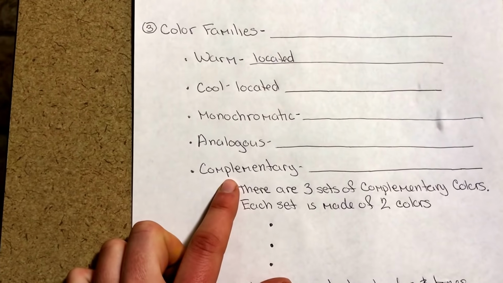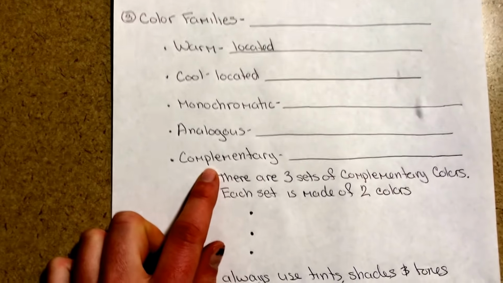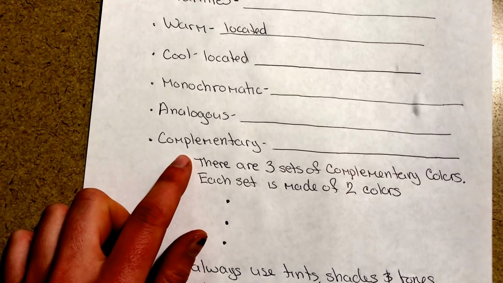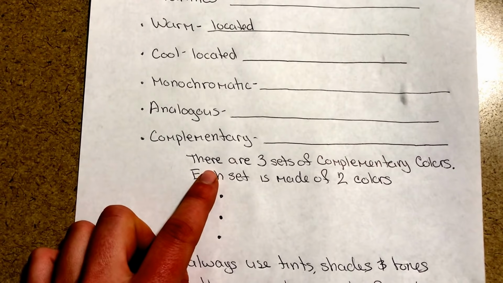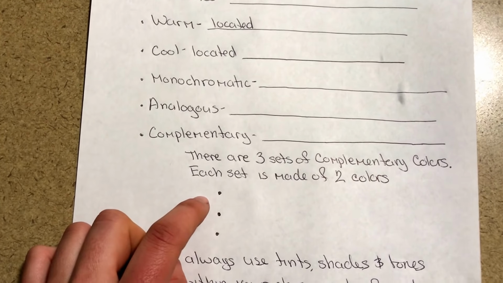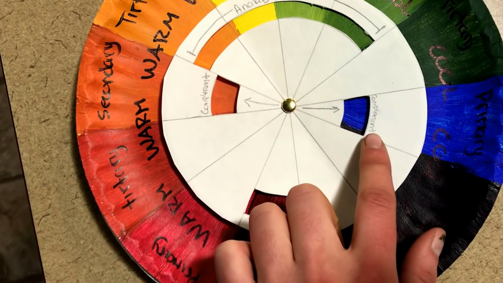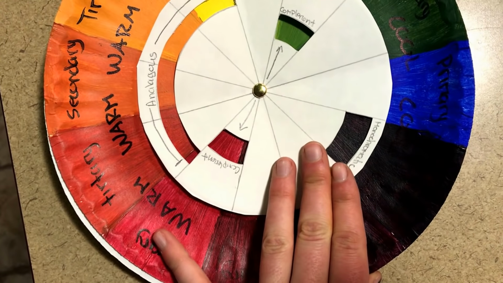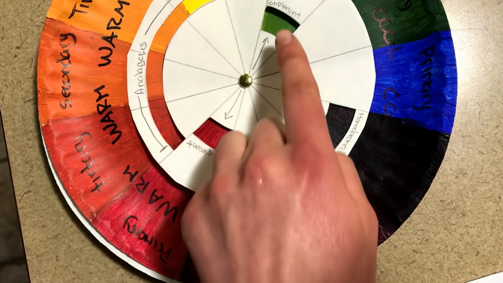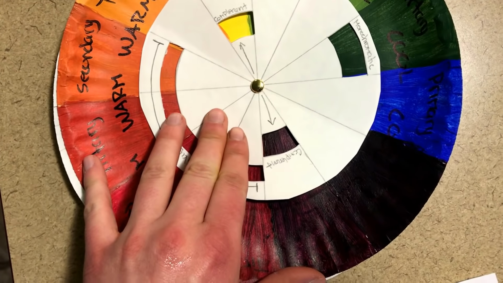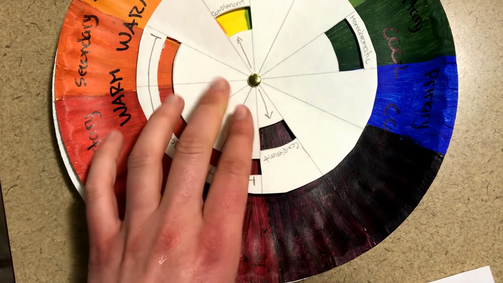Complementary colors are directly across from each other on the color wheel. They are opposites, just like black and white, except they are hues. There are 3 sets of complementary colors. Each set is made of 2 colors. The first set is orange and blue. The second set is red and green. The third set is yellow and purple.